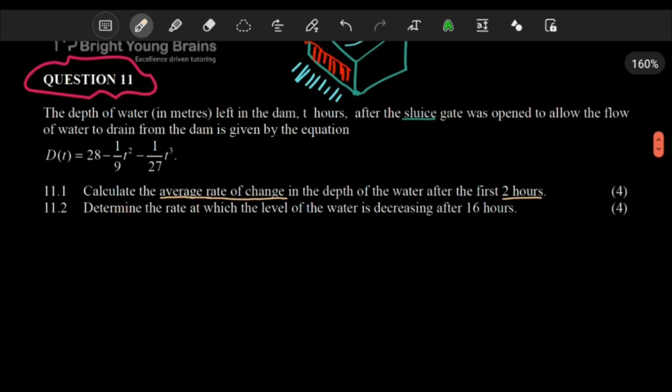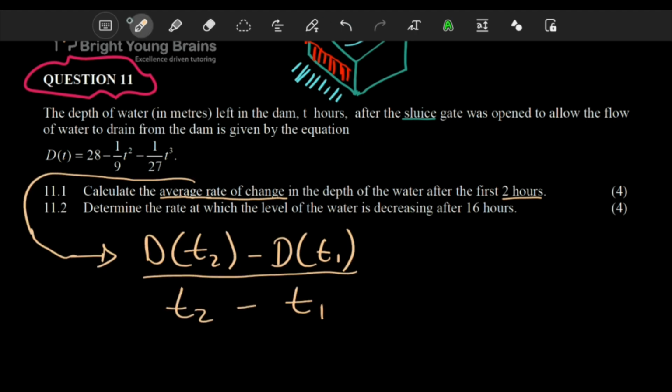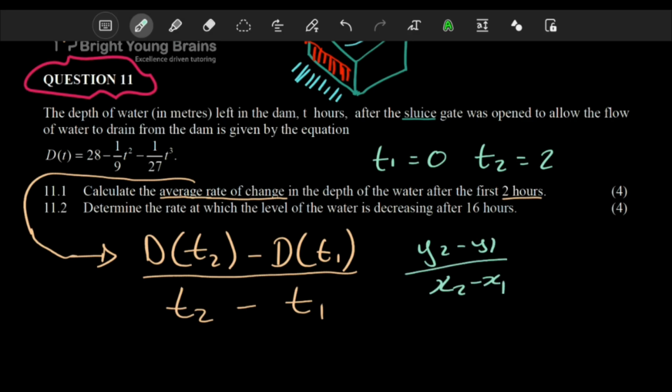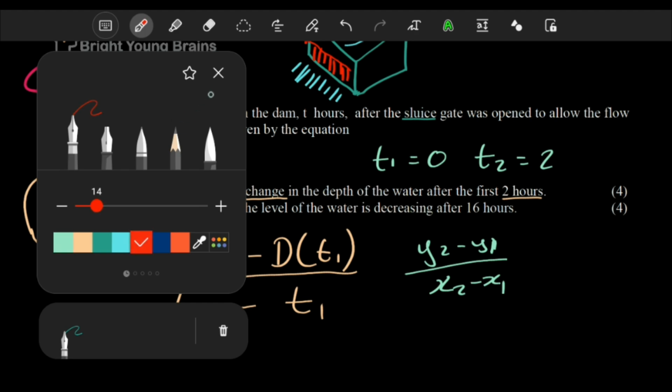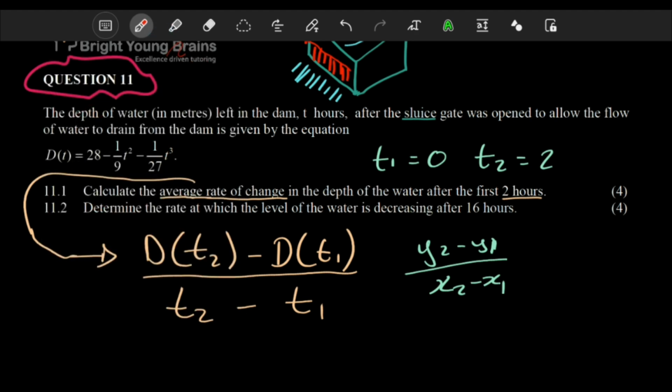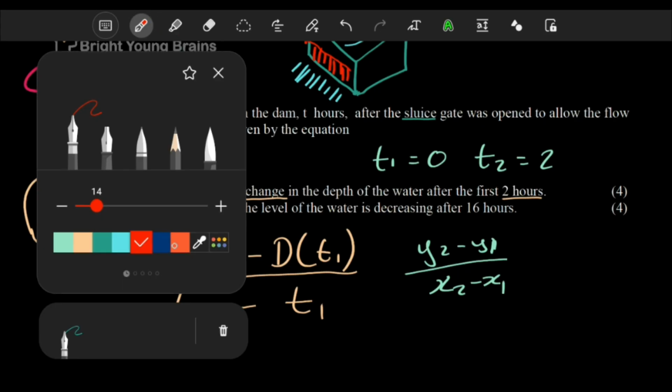Whenever they ask for the average rate of change, you need to use a formula that looks like this. This literally means that within these 2 hours, your T1 is going to be 0 and your T2 is going to be 2, because you want to work out the average rate of change between the first 2 hours. So you get the time at 0, the time at 2, and throw those into this equation. This should remind you of the average gradient equation. That's exactly all that's happening here. Even if it's a cubic function, it doesn't matter. Keep it simple. Just do this if they ask for average rate of change.